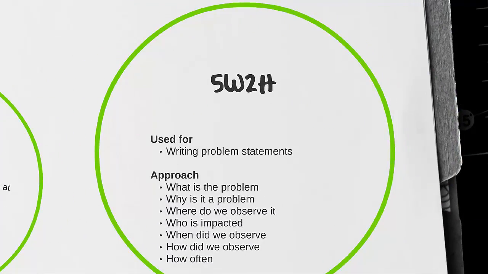5W2H. This tool is particularly helpful when trying to write problem statements. Have you ever been in a situation where you and your stakeholders can't fully identify what the problem is? Well, by following the 5 W's of what, why, where, who, and when, and then followed by the 2 H's of how it was observed and then how often it was observed, you'll help bring your stakeholder audience onto the same page.